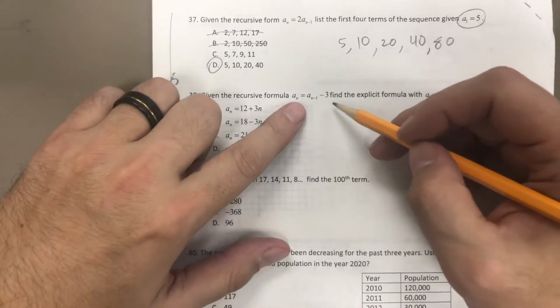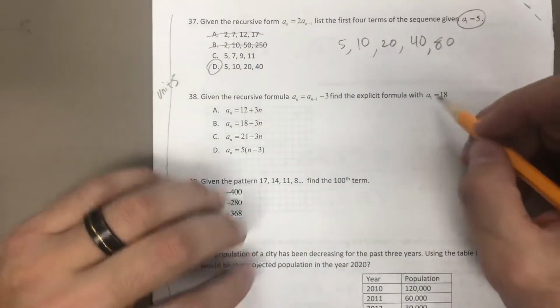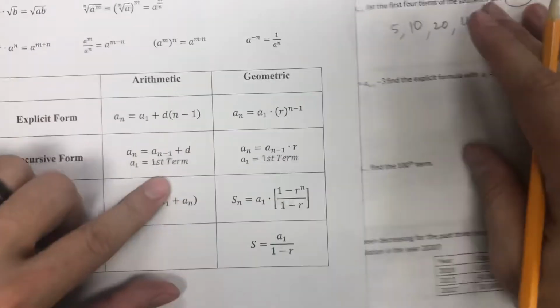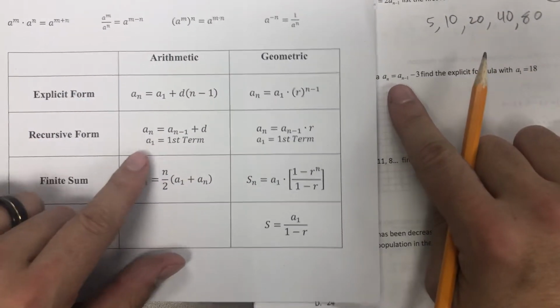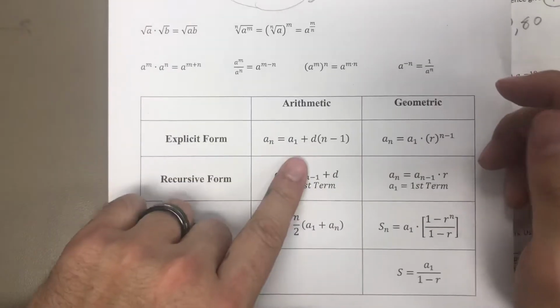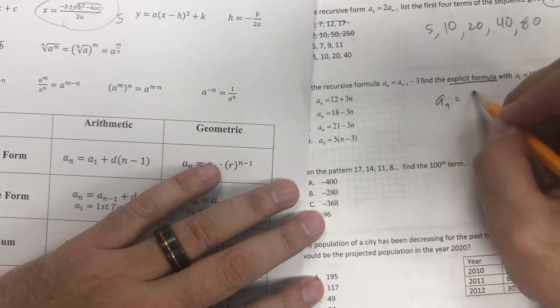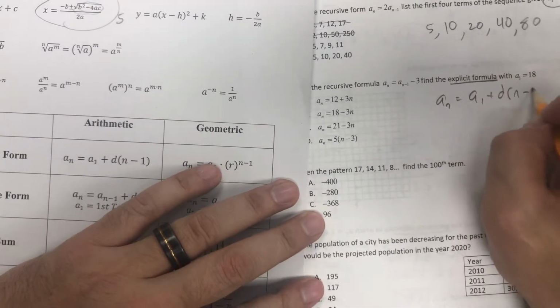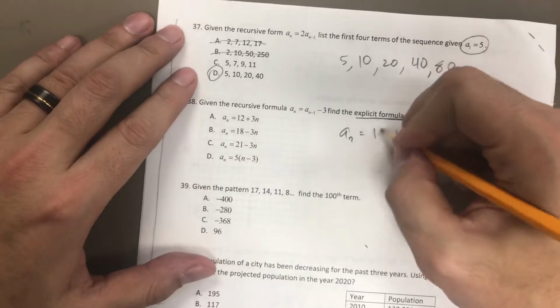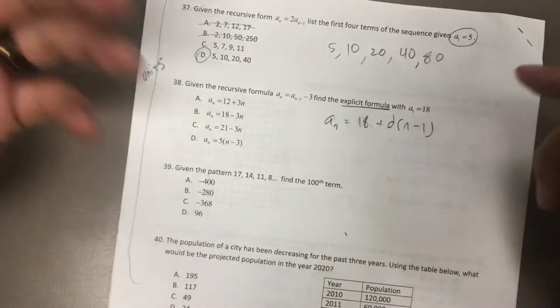Given this recursive formula, find the explicit formula with A1 equals 18. Well, this is just a really standard recursive rule. It looks identical to an arithmetic sequence. So this is an arithmetic sequence, and if I need to find the explicit formula, I just use the formula for the arithmetic sequence. An is equal to A1 plus d times n minus 1. I already know the first term, it's 18, so I can just turn that into an 18 there. And then I know the common difference is what it keeps adding by.